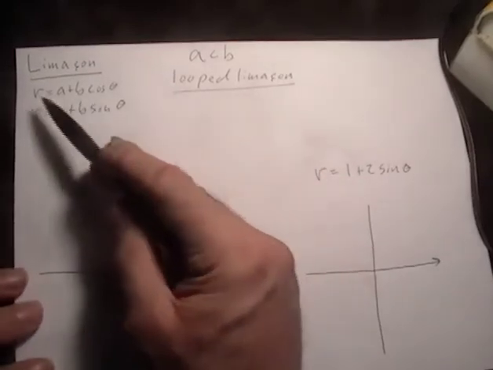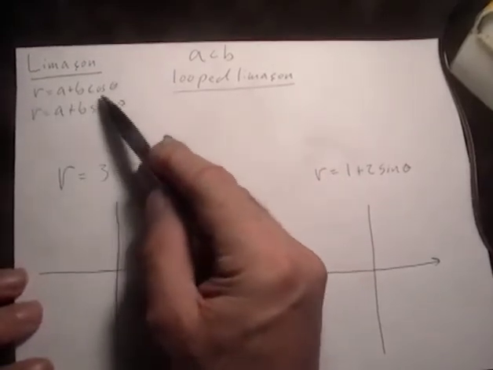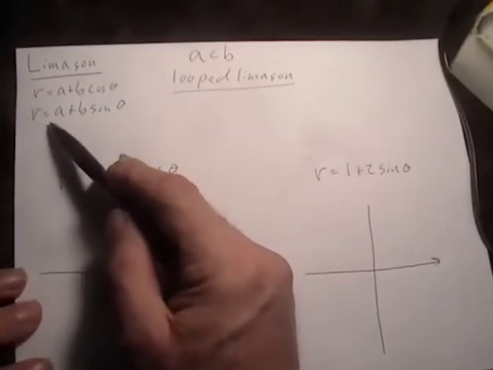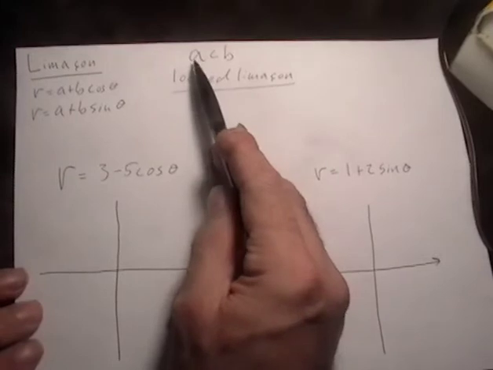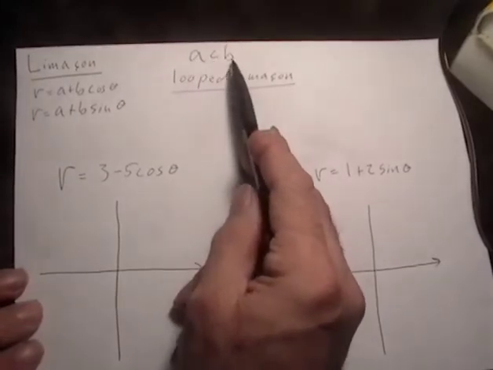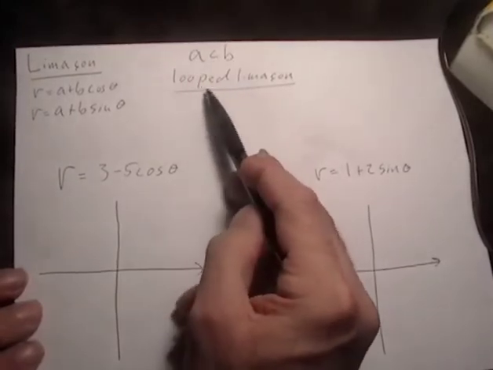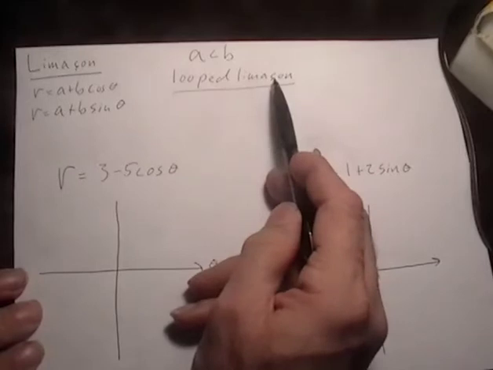A Limacon is going to be of the form r equals a plus b cosine theta or r equals a plus b sine theta. A special case occurs when a is less than b. You get something that's known as a looped Limacon.